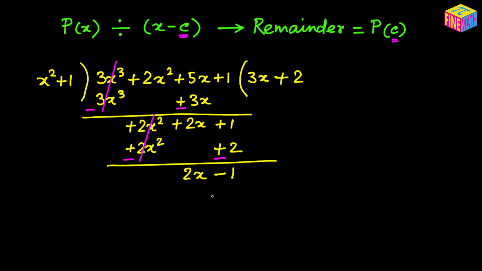It cannot continue anymore, because whatever we are left with, its degree is less than the divisor, so we cannot continue the division anymore. So essentially this is our remainder. I highlight that with a red box here. So this is our remainder, right?